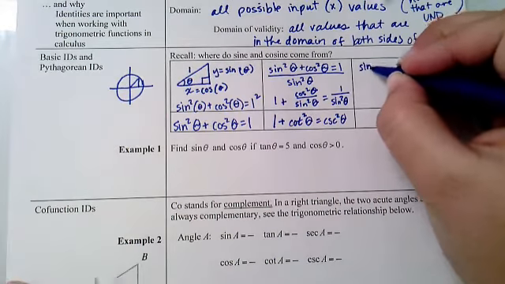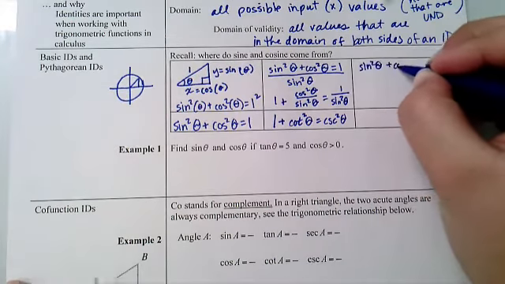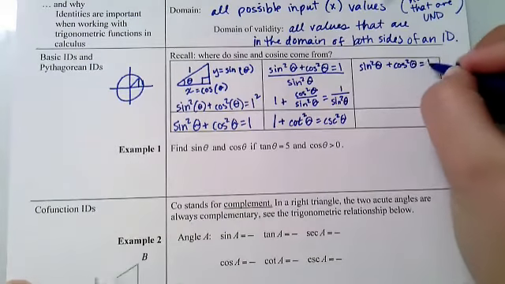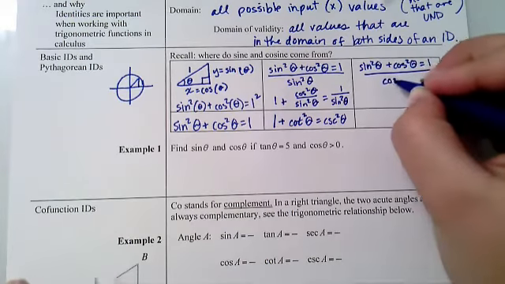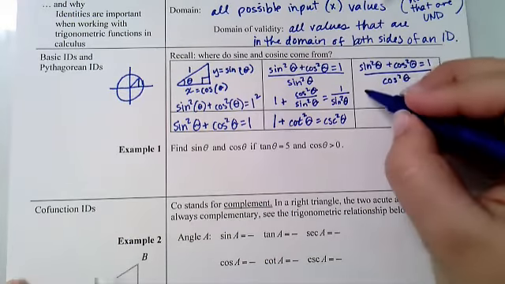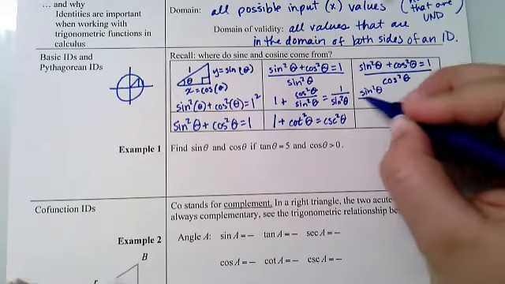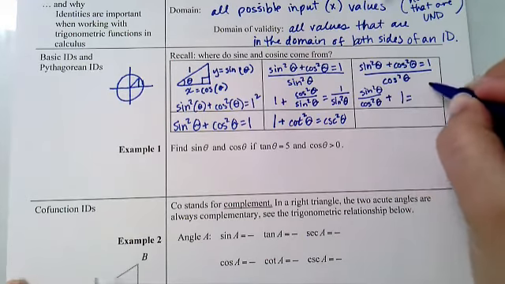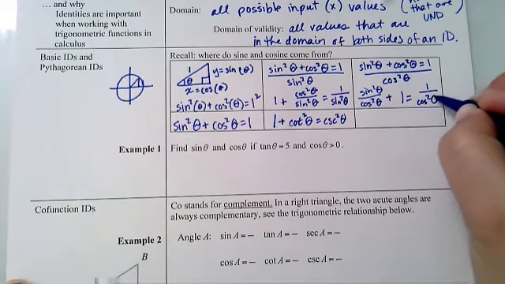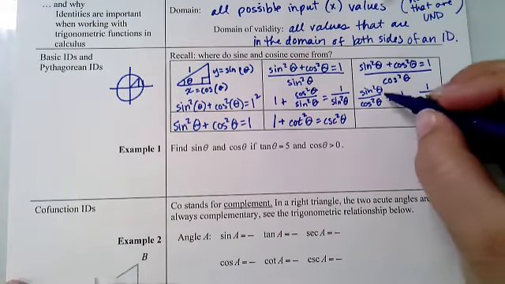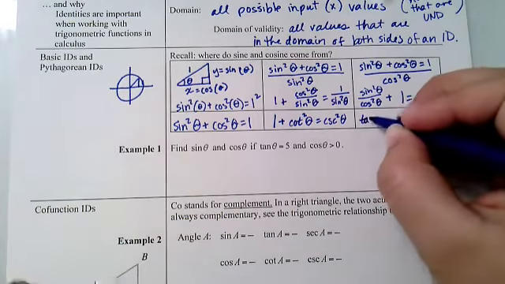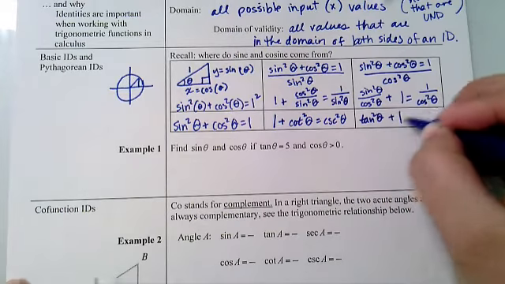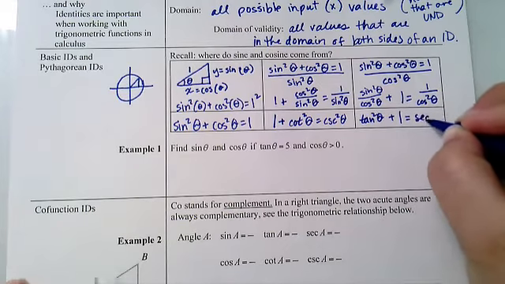And then we have the same thing, but instead we're going to divide by cosine squared theta. So we get sine squared over cosine squared plus 1 equals 1 over cosine squared. Simplifying that, sine squared over cosine squared is tangent squared, plus 1 is secant squared.